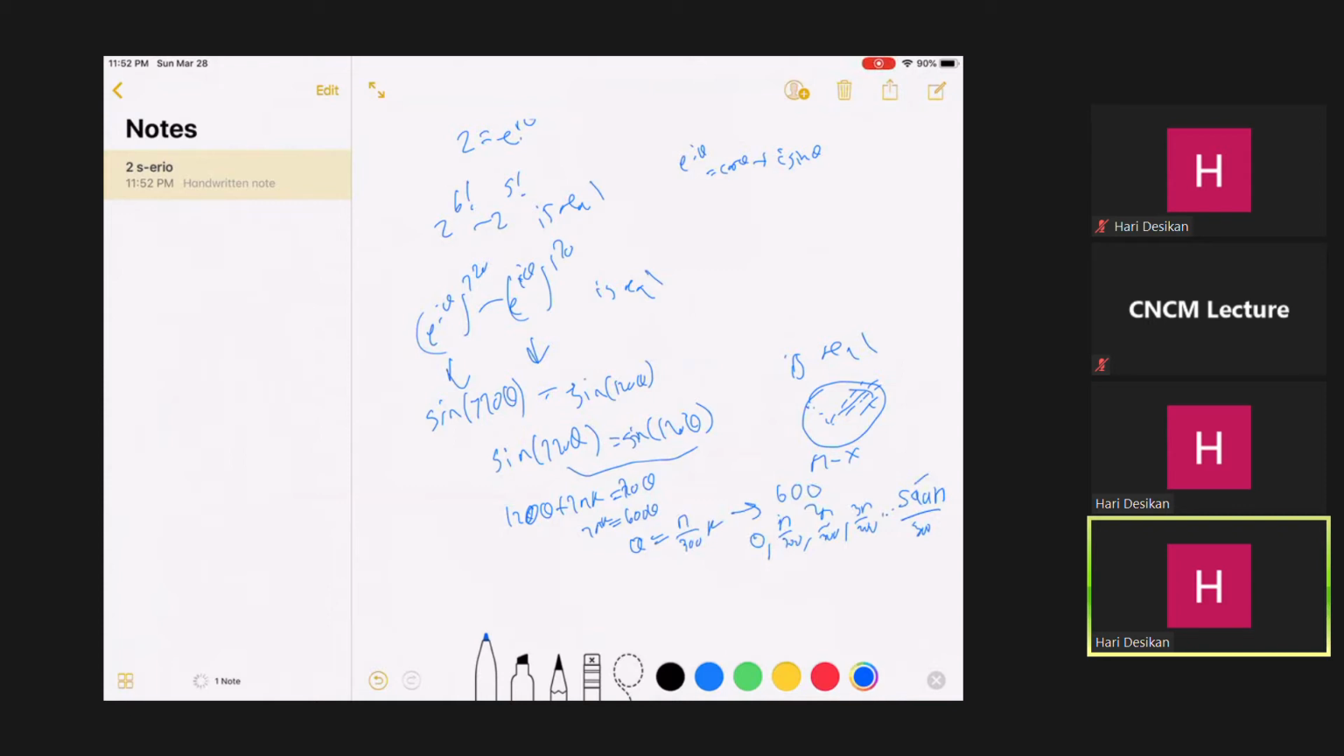Now the second case is a bit trickier. What if one is pi minus the other? This means that 120 theta equals pi minus 720 theta, plus 2 pi k, so 840 theta equals pi plus 2 pi k.